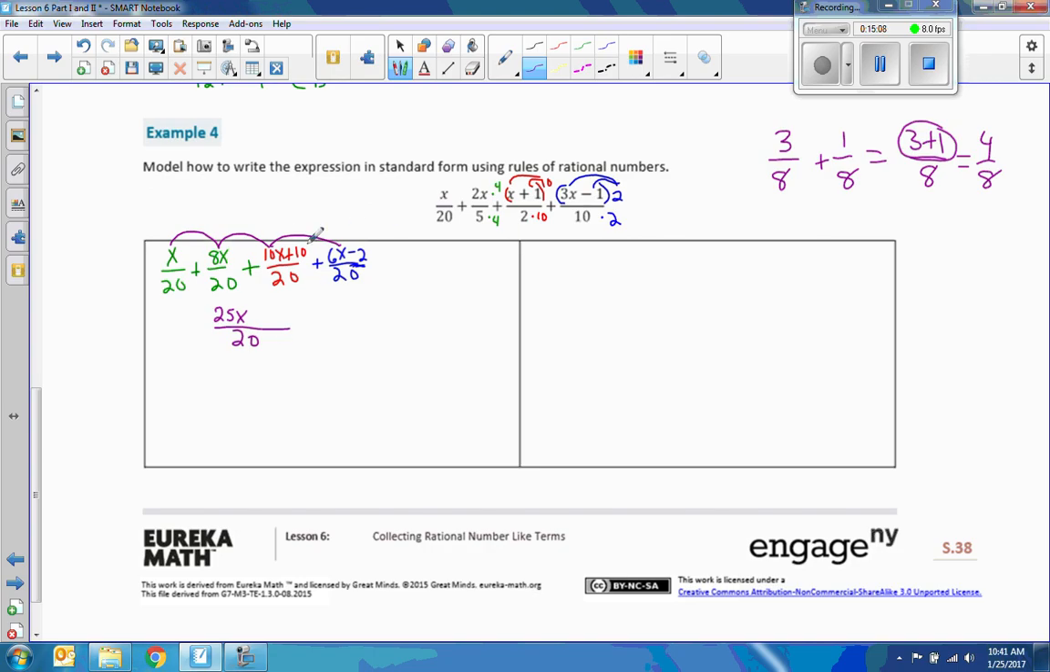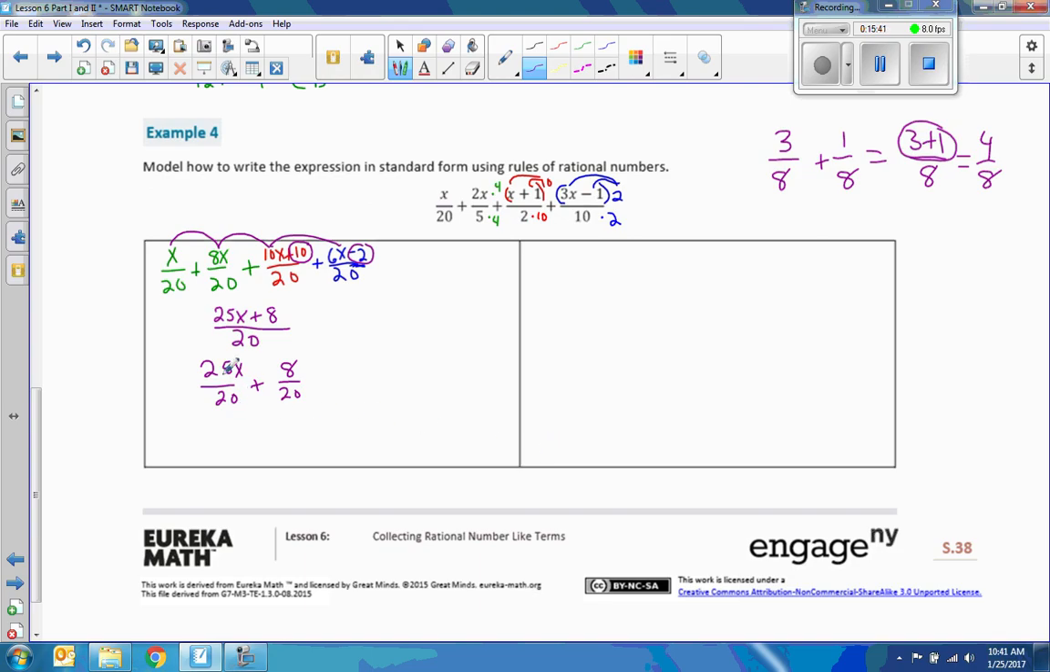I'm going to do the same with my constants. I have a 10, and I have a negative 2. 10 minus 2 is positive 8. Okay, so this just really got simplified down to 25x plus 8 over 20. Okay, now that I've done that, I can split these up and put 20 underneath both pieces and say 25x over 20 plus 8 over 20. Okay, and then I'm going to reduce those.